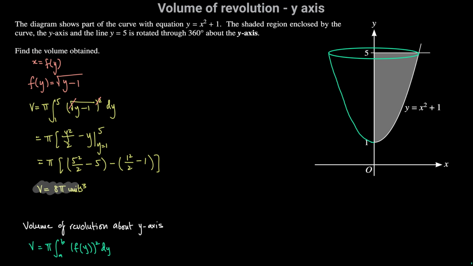So we can say that the volume of revolution or the volume of rotation of the curve y equals x squared plus 1, 360 degrees about the y-axis, is 8 pi units cubed.